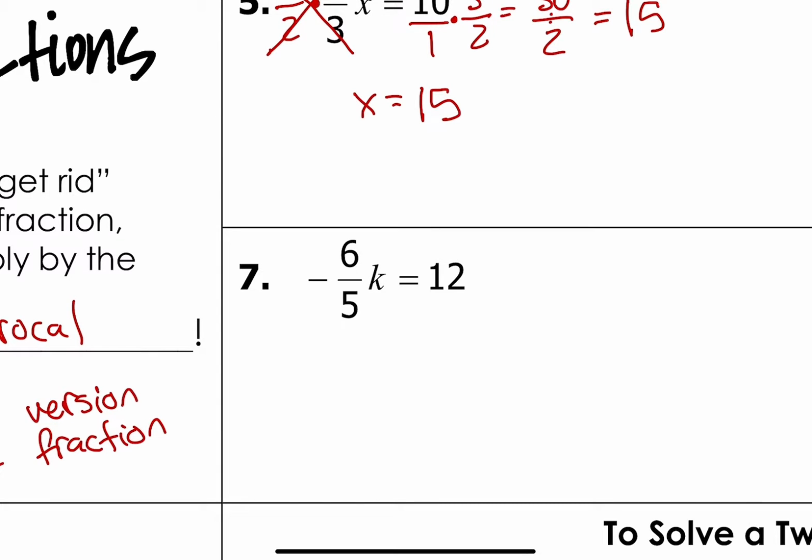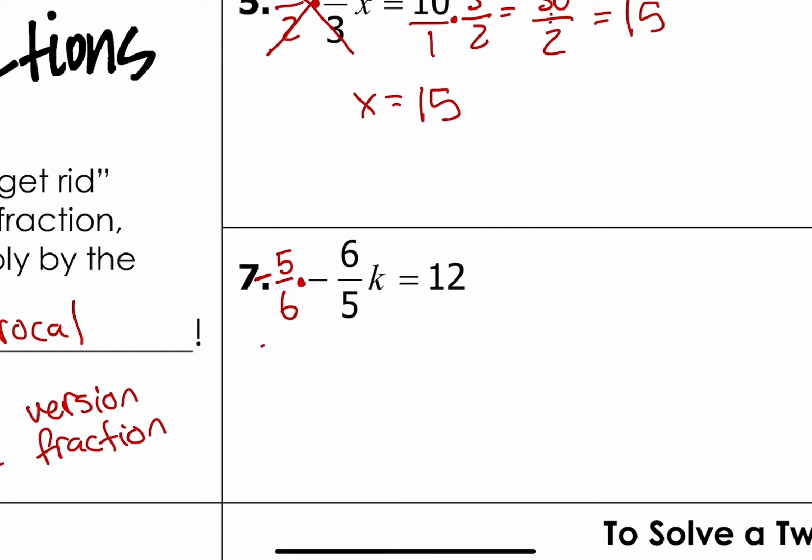So let's do number 7 now. So we got negative 6 over 5 k equals 12. Alrighty, so we're going to multiply by our reciprocal. That's going to be 5 over 6. Something to keep in mind, though, we need to keep that negative sign. We're only changing the signs if we are adding or subtracting. If we're multiplying or dividing, we need to keep that sign, or else we'll end up with a negative x, or a negative k in our situation.